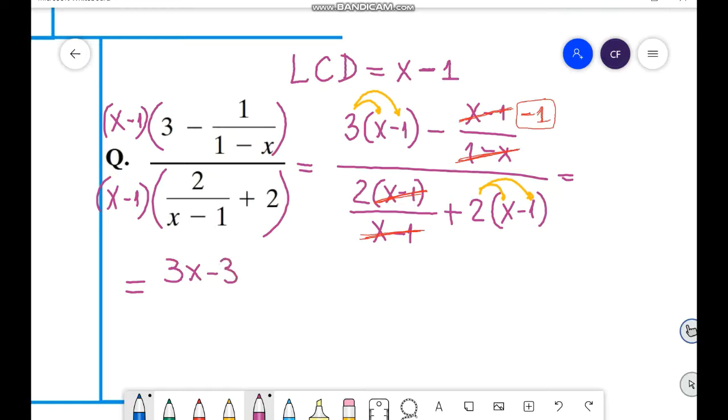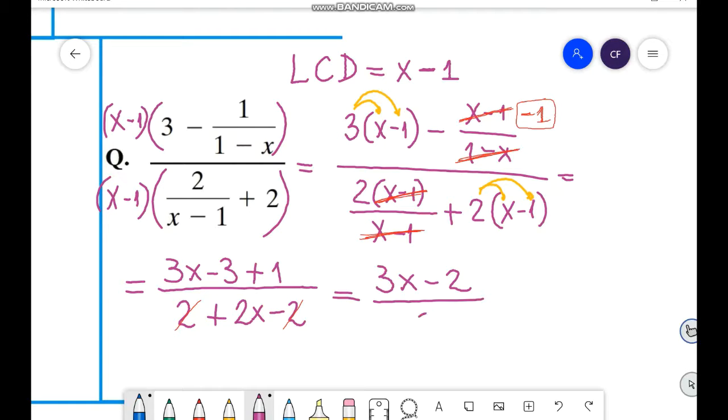3x minus 3 minus negative 1, negative with negative positive, plus 1 over, and here at the bottom we have 2 plus 2 times x, 2 times negative 1, negative 2. The final answer is 3x, negative 3 plus 1, negative 2, over 2x. That is the final answer. Okay?